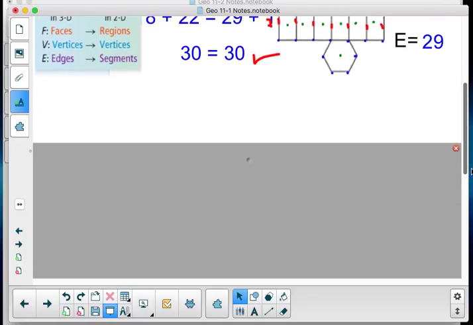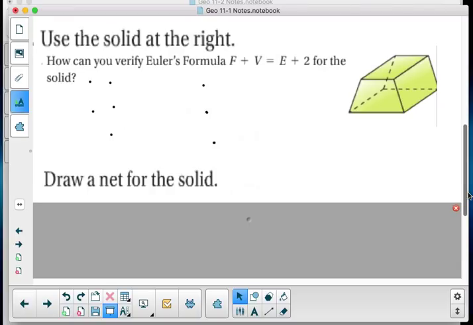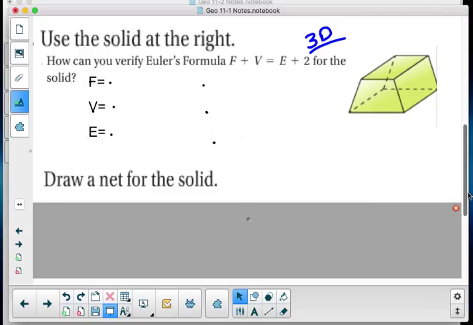Now, how are we going to use this? We're going to use the solid at the right. How can we verify Euler's formula for faces plus vertices equals edges plus 2? Remember, this is the 3D version. So I've got this solid, and I'm going to go looking for faces and vertices here. Because it's a four-sided figure, I'm going to have four surfaces wrapping around the four sides of the base, and I've got the two bases. So as far as faces are concerned, I'm going to have six.